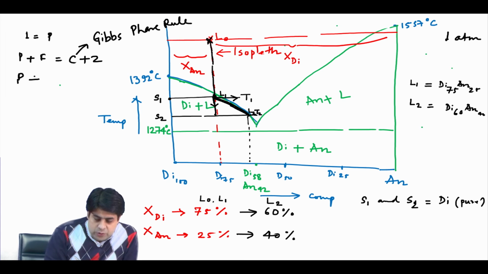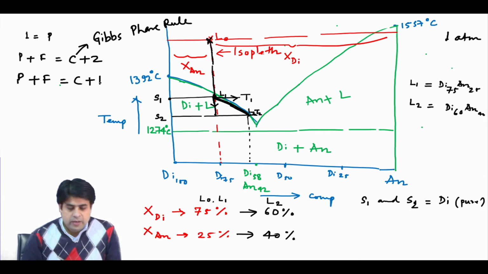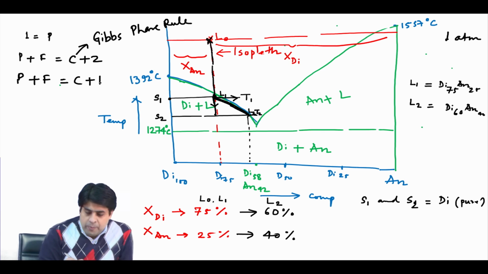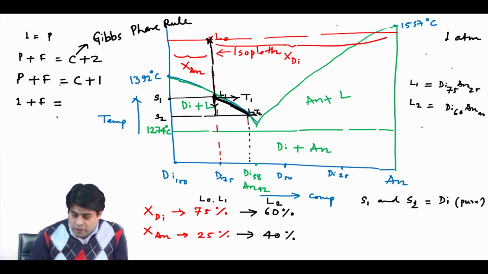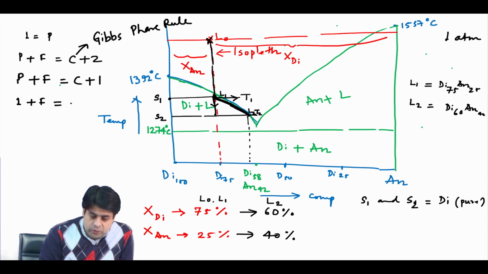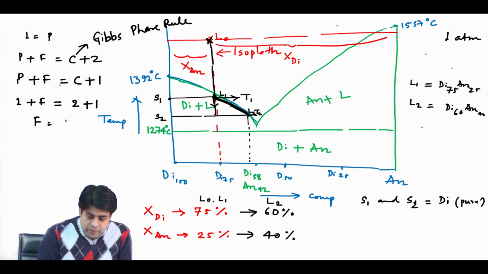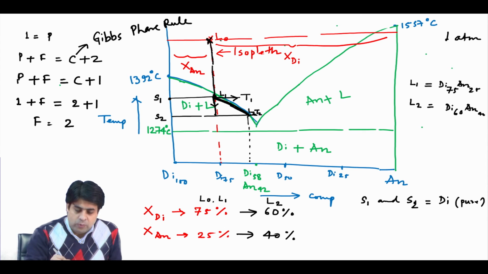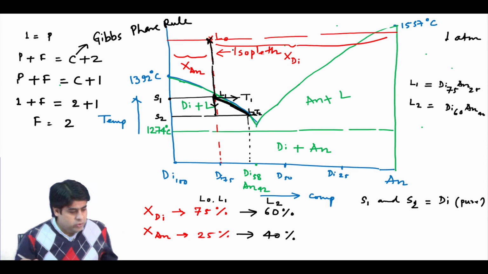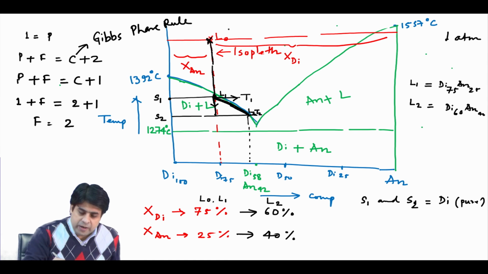So, this will change to P plus F is equal to C plus 1. Okay. So, at L0 your number of phase is 1, we do not know what is the value of F. There are two components, you have a diopside and anorthite. So, you have 2 components plus 1. So, your F at isobaric condition will be 2. So, this will be your isobaric condition and this one will be a divariant field.